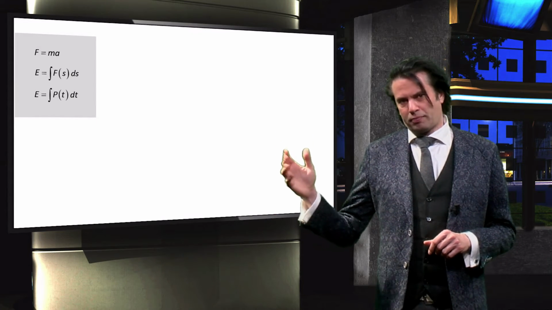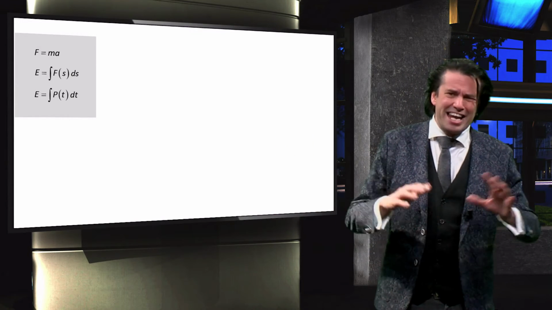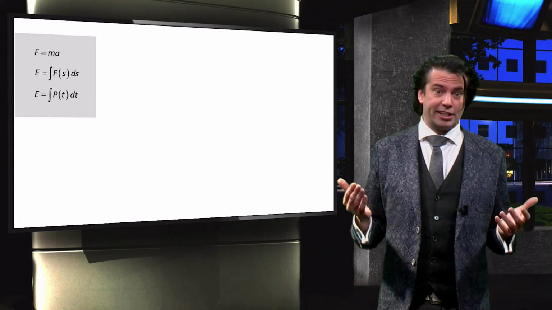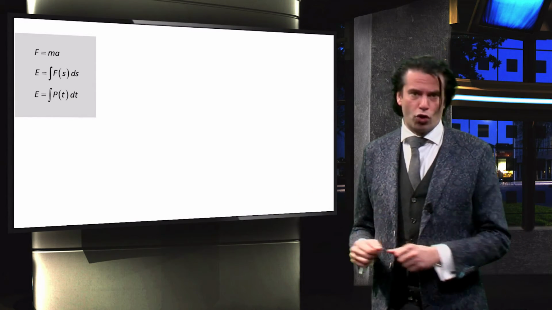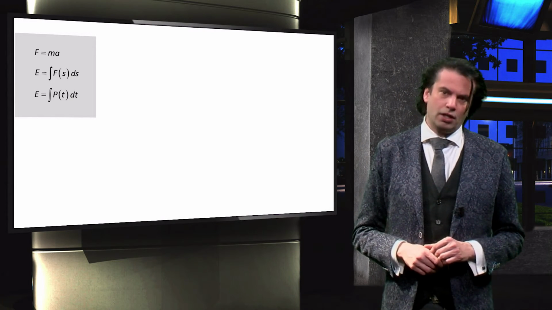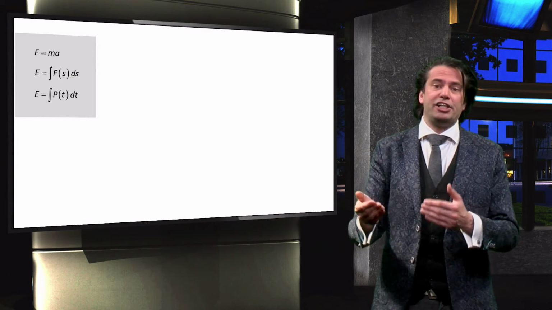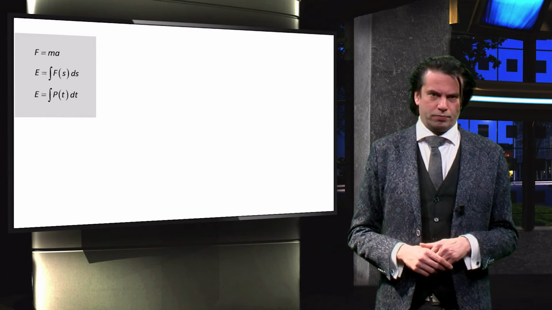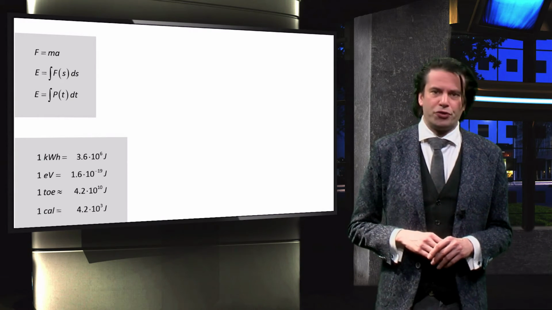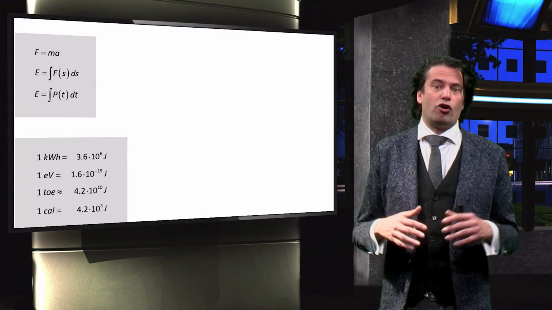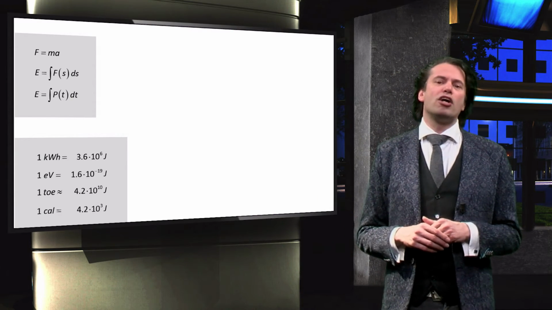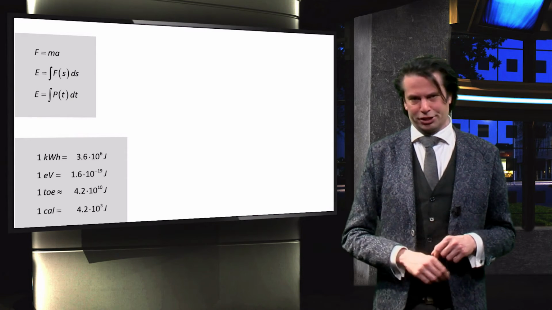In summary, we defined the force as any influence on an object that changes its motion, and energy as the ability to apply a force over a certain distance. The power we define as the energy exerted per unit time. We introduced a number of alternative definitions, of which the kilowatt hour and electron volt are of special interest to us as solar cell engineers.